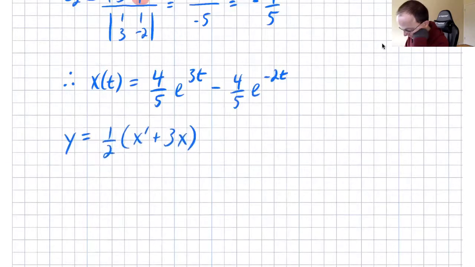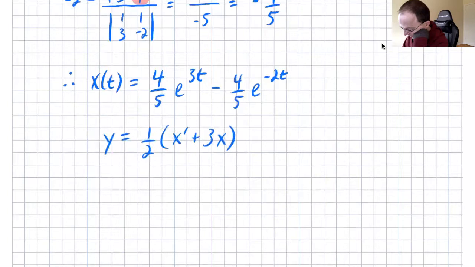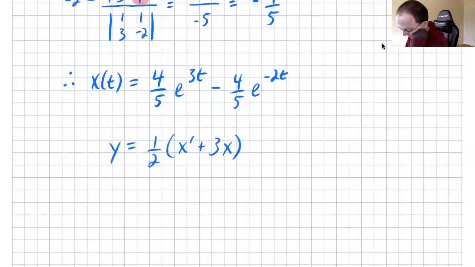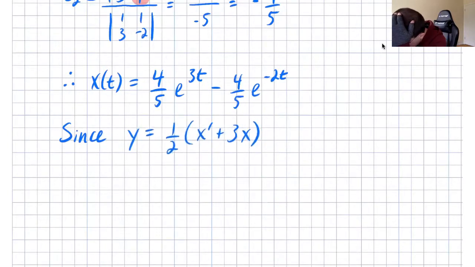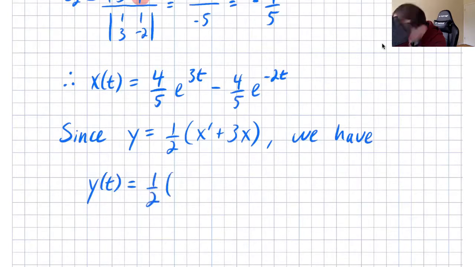So, let's put this over here for a second. Since y is equal to this, we have y of t is equal to 1/2.